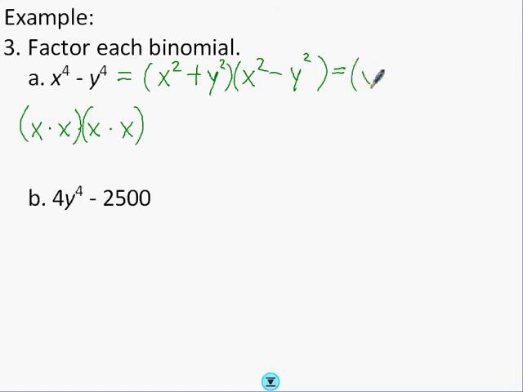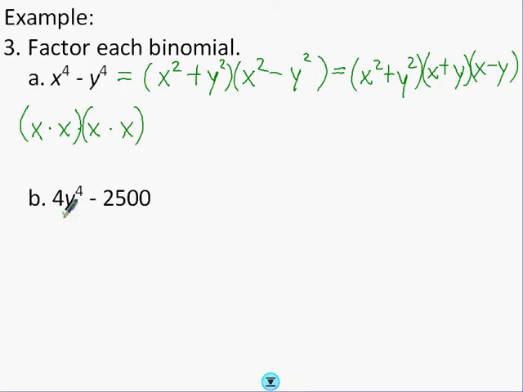So I'm going to rewrite the prime factor, x squared plus y squared. And now I'm going to factor the other one. The square root of x squared is x. The square root of y squared is y. So our second terms are y. One is plus, one is minus. We factor that completely.